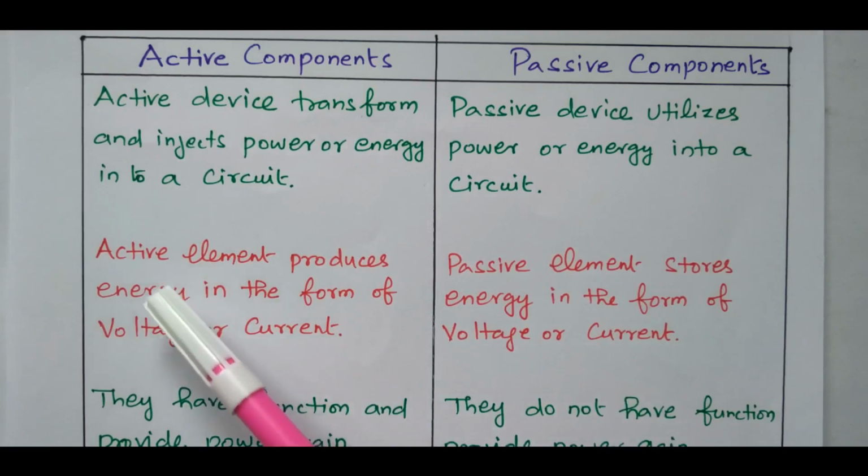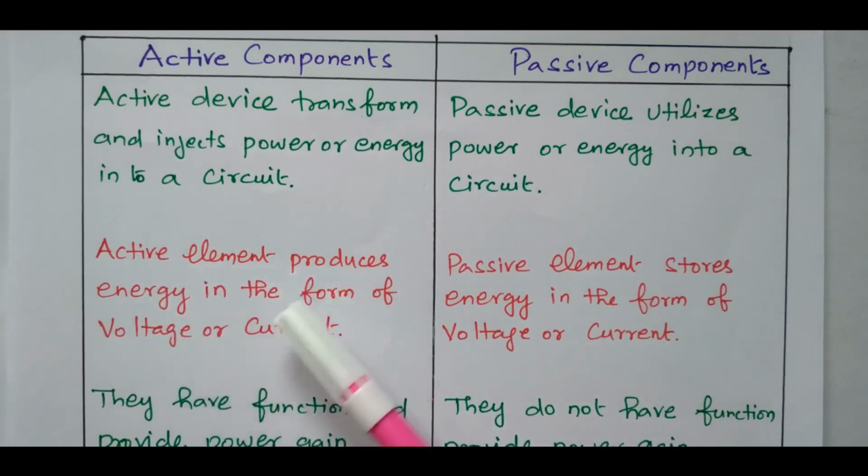Then the next point, active elements produce energy in the form of voltage or current. Passive elements store the energy in the form of voltage or current, right? Active elements produce the energy in the form of voltage and current. Here passive elements store the energy in the form of voltage or current.